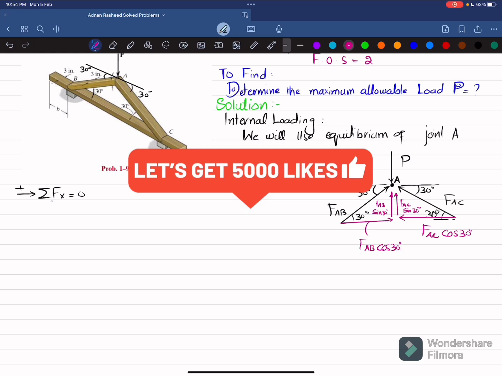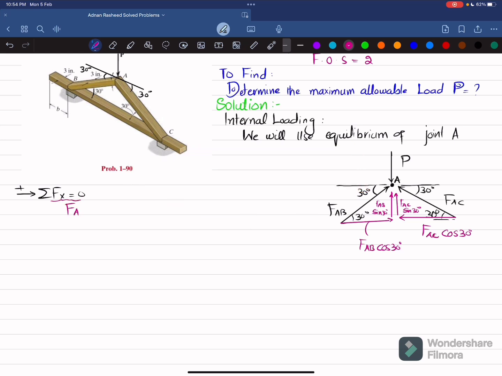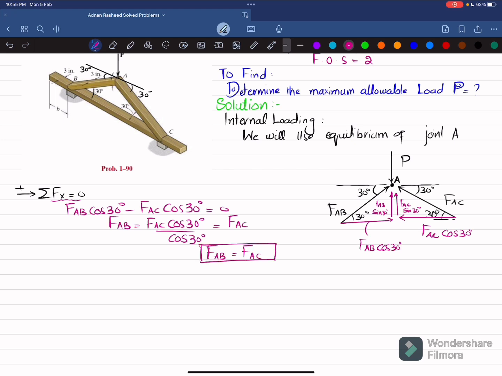So by using this equation of equilibrium, FAB cos of 30 degrees, which is the horizontal component in the positive direction, minus FAC cos 30 degrees, the horizontal component of FAC in the opposite direction, their sum must be equal to 0. So from here FAB will be equal to FAC cos of 30 degrees divided by cos of 30 degrees, so that will be equal to FAC. So FAB is equal to FAC. So we have one equation, which is this one.